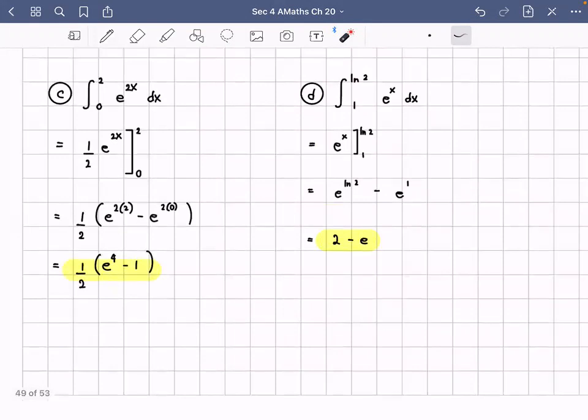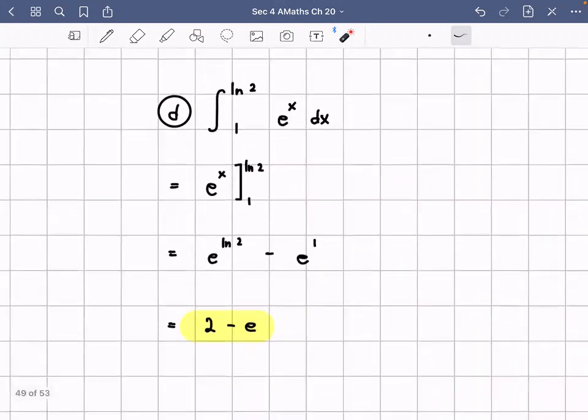And then let's have letter D. For letter D, we find the antiderivative of e raised to x from 1 to ln of 2. This one doesn't get affected by this sign, so it's basically e raised to x again. Then we find the limit from 1 to ln of 2. Basically e raised to ln of 2 minus e raised to 1. Pressing this in your calculator, you'll get 2.